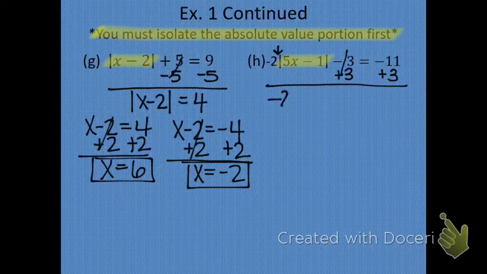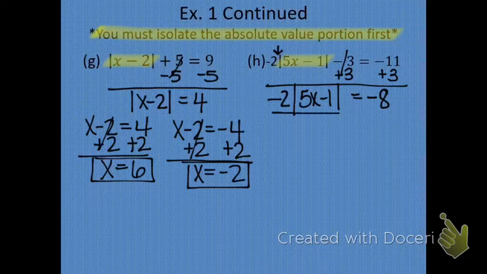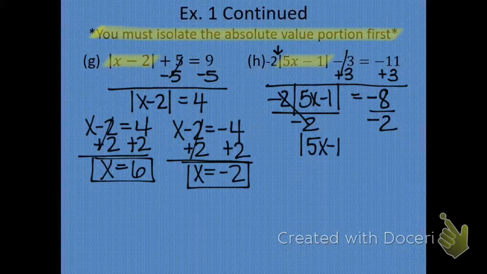So we still have negative 2 times the absolute value of 5x minus 1. And it equals, what's negative 11 plus 3? Negative 8. All right, now how do we move the negative 2 to the other side? Divide both sides by negative 2. All right, the negative 2's cancel, and I still have the absolute value of 5x minus 1, and it equals, what's negative 8 divided by negative 2?